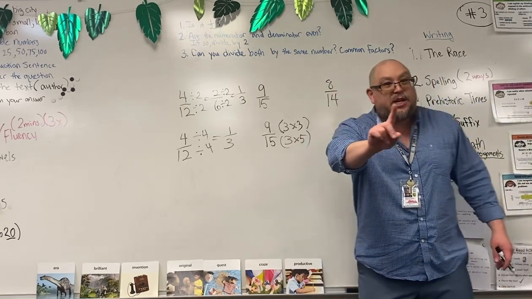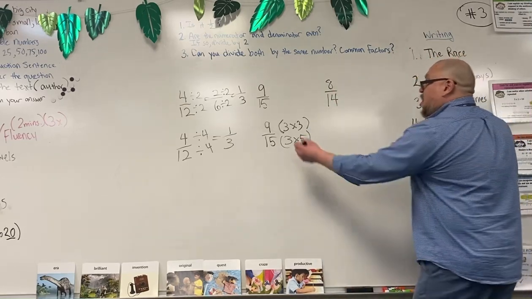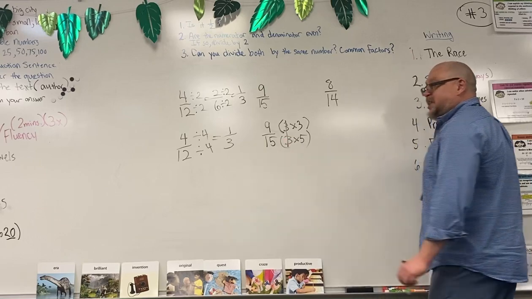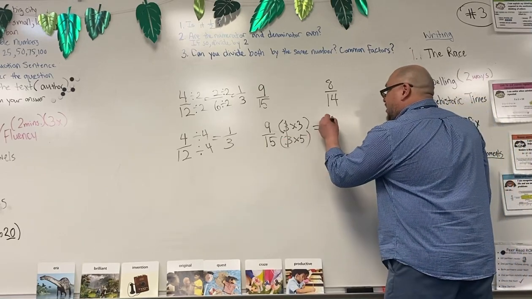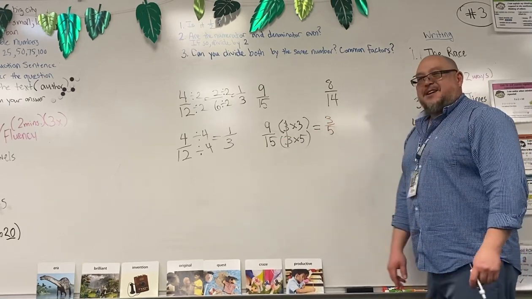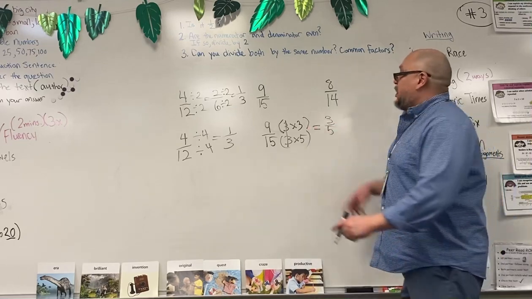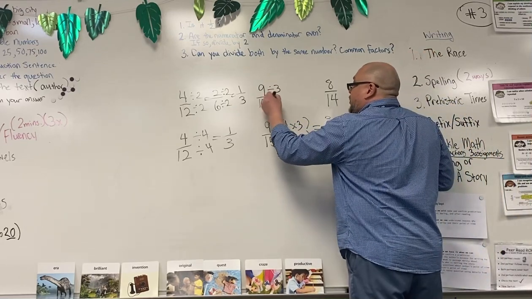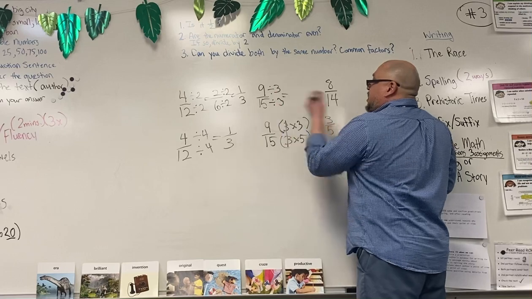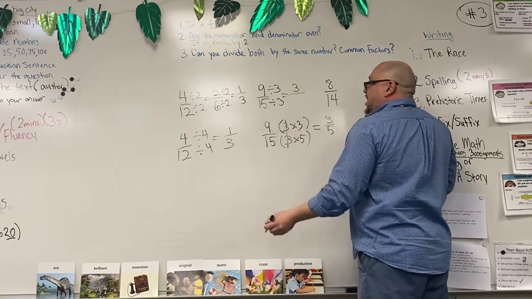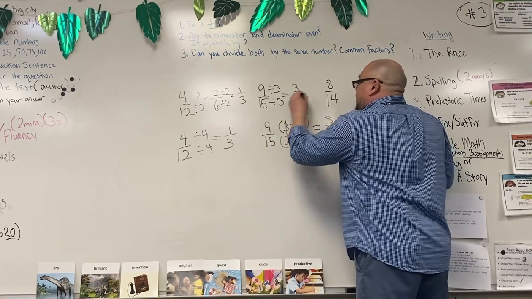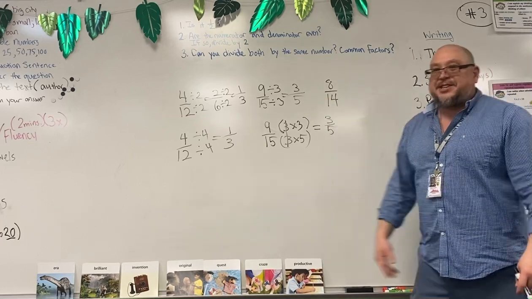But here's another cheat. Check this out. Let's cross out the common factors and what's left? 3 over 5. How do I know that's correct? Check it out. I'll do it up here. Divide by 3, divide by 3. 9 divided by 3 is 3. 15 divided by 3 is 5. Look, 3/5. It matches. Ta-da!